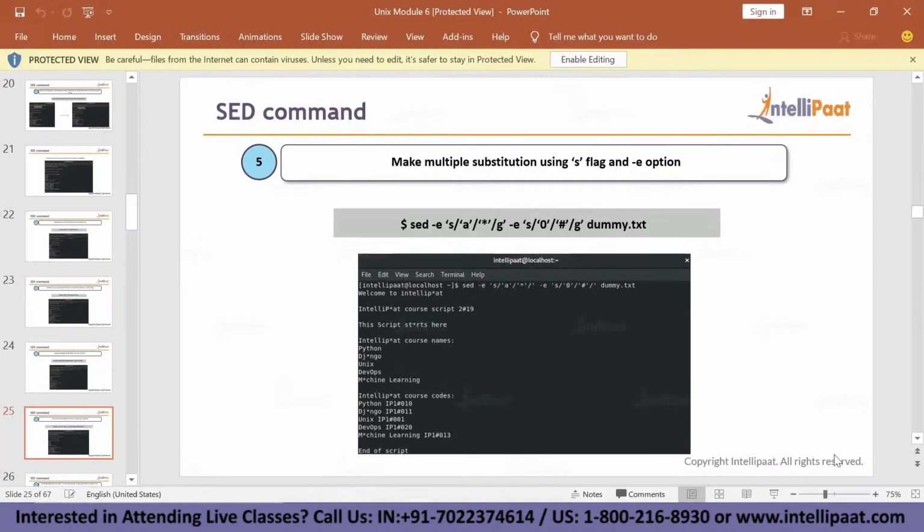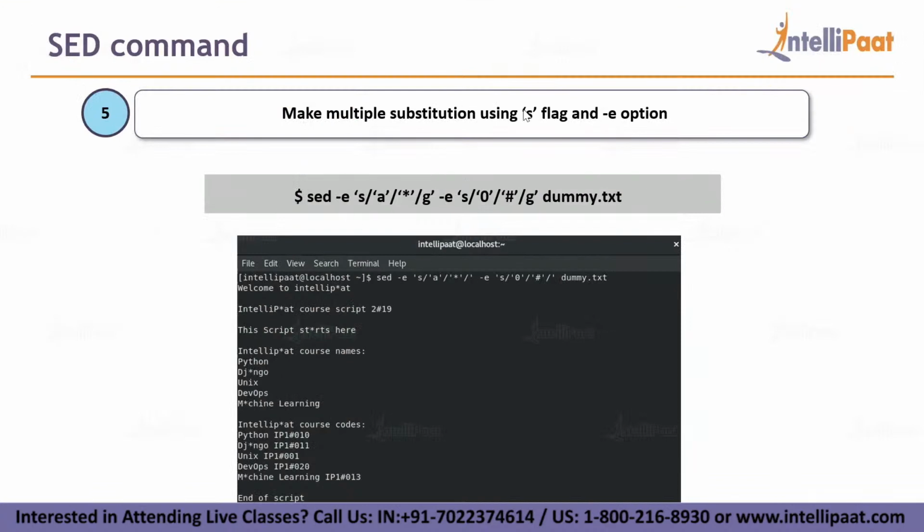So the next command, let's see what they are doing here. Make multiple substitutions using the s flag and the -e option. So using -e, you can make multiple changes. You can see here s, a, star and g. So they're making the change of a to star. But if you type in this particular string, it will not consider the next string. But using the -e option, when you type -e and a particular regular expression, and again put in -e and type in the same syntax, it will assume that this syntax is separate and that syntax is separate, and that is how it works.